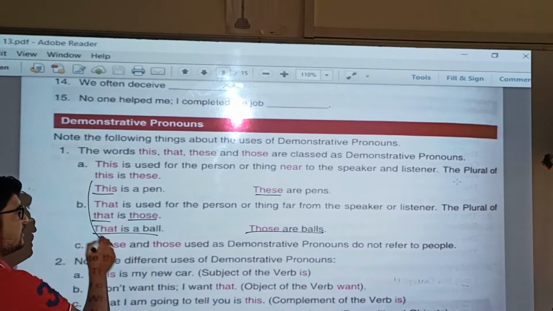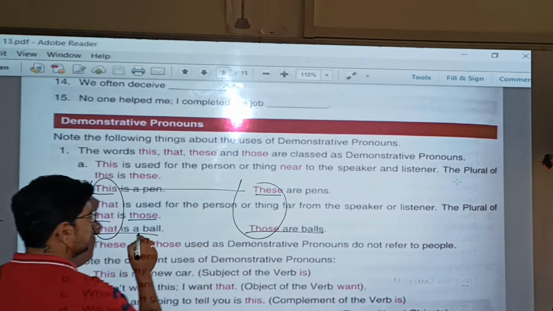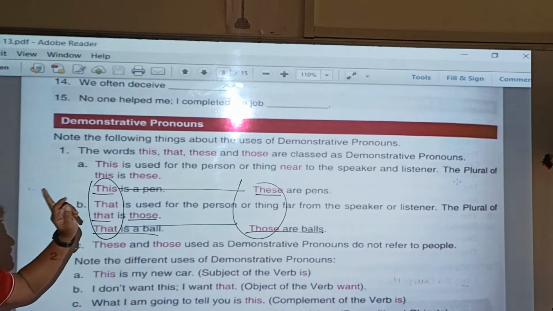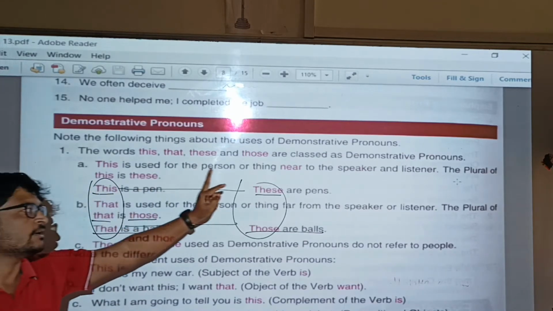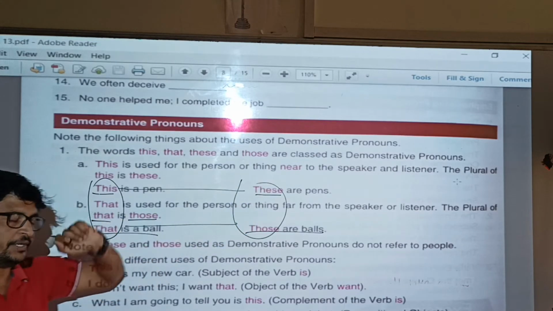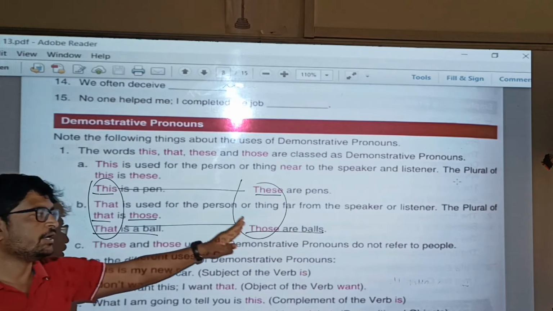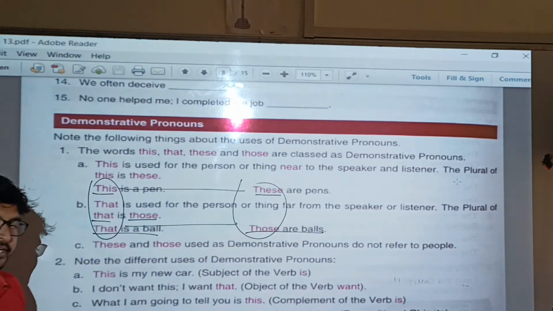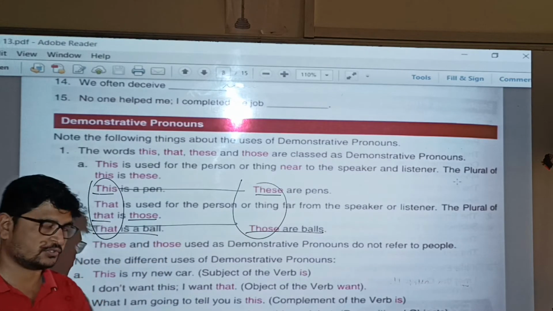So this and that are singular, and these and those are plural. This and these are nearer, and that and those are far. Okay, ये singular है और nearer है, ये plural है और near है, ये singular है और far, और ये plural है और far. We are already familiar with these pronouns: this, that, these and those.